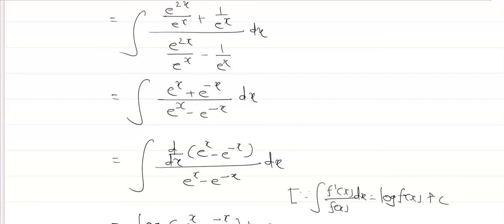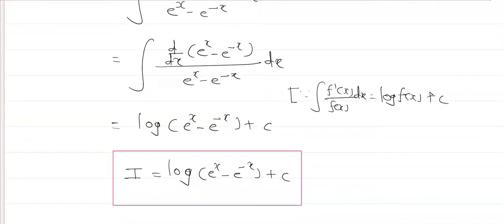Therefore the integral of d/dx of e raised to x minus e raised to minus x upon e raised to x minus e raised to minus x. The function is below, and its derivative is above, and therefore integral f dash of x upon f of x is equal to log of f of x plus c. And so what answer will we get? It is log of f of x plus c, that is log of e raised to x minus e raised to minus x plus c, and this is our answer.